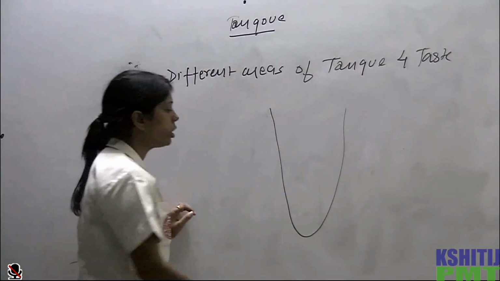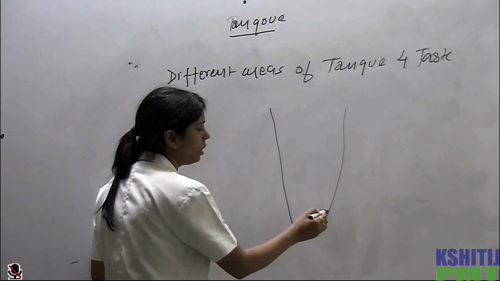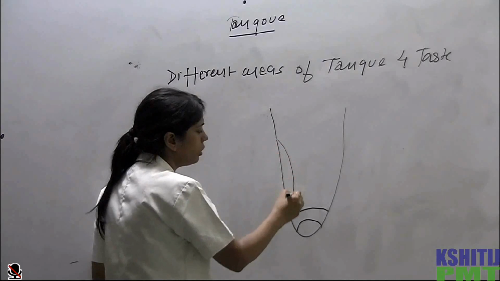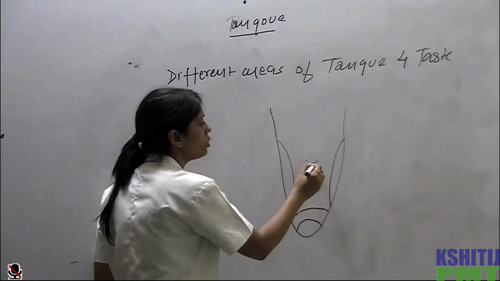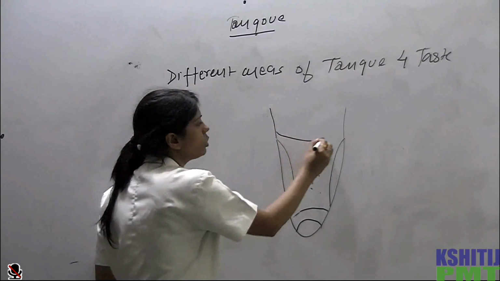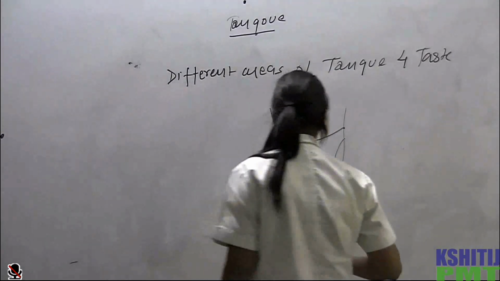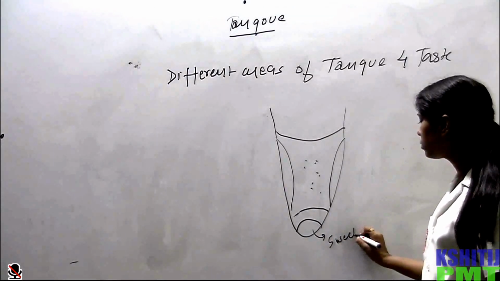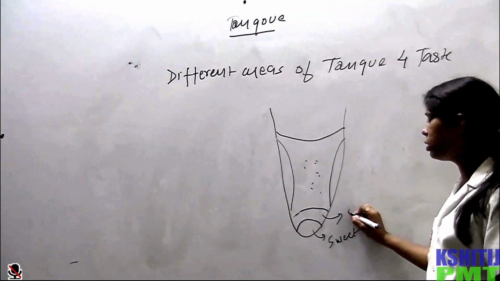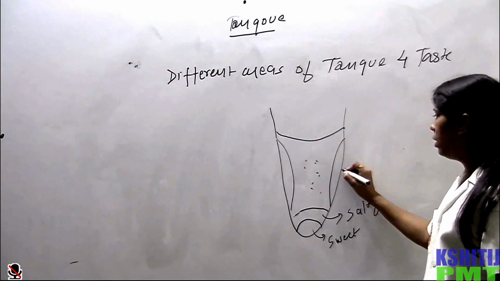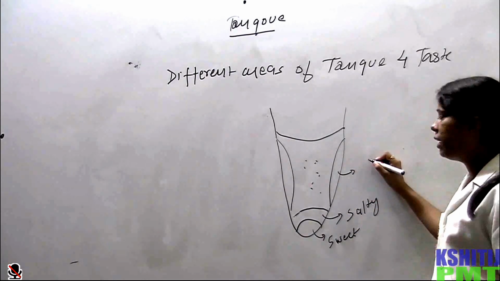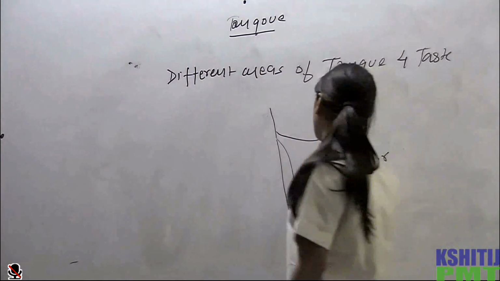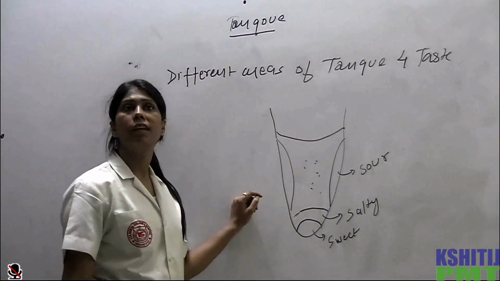Okay, so this is your tongue. Anteriorly, this is the tip of the tongue. Then we have the side of the tongue. This is the mid portion, and this is posterior. The tip of the tongue tastes for sweet, and here again it tastes for salt. Inside it tastes for salt. In the mid, we have filiform papillae.